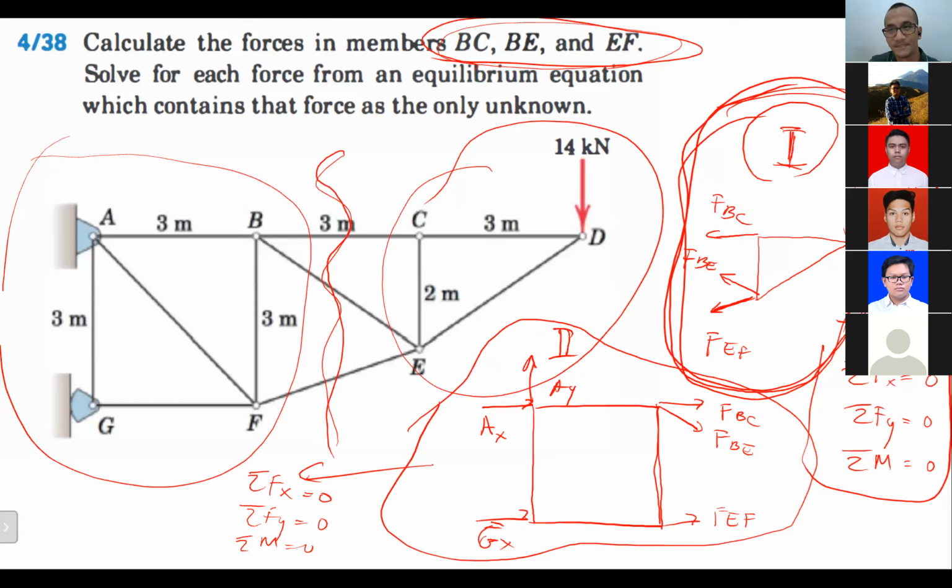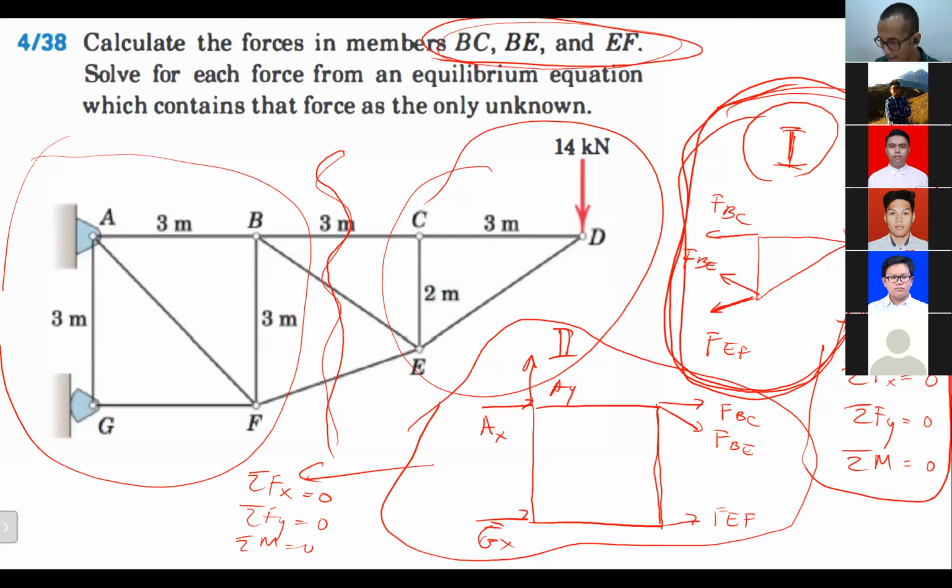I'm sorry, sir. Why do we need to use the second one? Just by using the first free body diagram, it's enough for us, right? Yes, it's enough. So we do not need to use the second one, because the external force is on the first free body diagram. Yeah, so, the external force that we need to find.